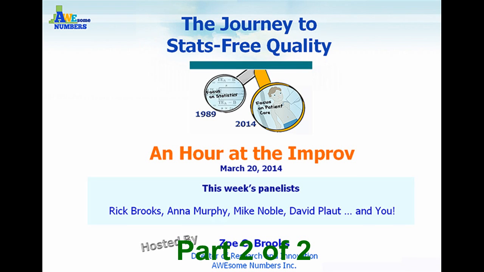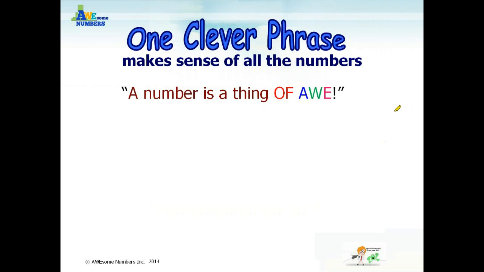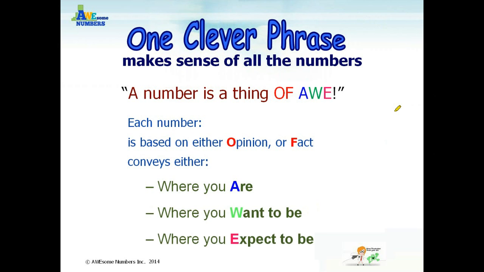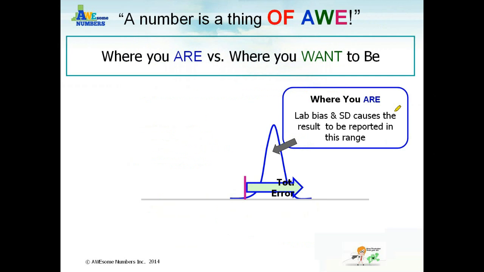Okay, I'm going to go through this because these are the numbers we're going to be working with today. This single phrase lets you make sense of just about everything in quality control. A number is a thing of awe. Each number either comes from opinion or fact. It tells you where you are, where you want to be, or where you expect to be. And if you can get each of those numbers into the right pot, QC makes a lot of sense.